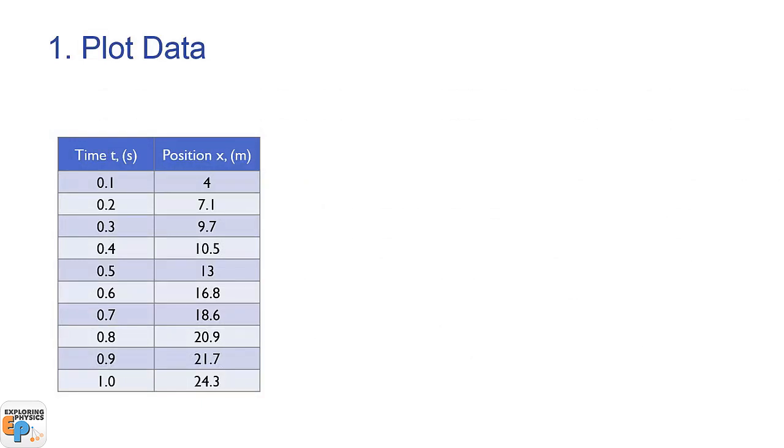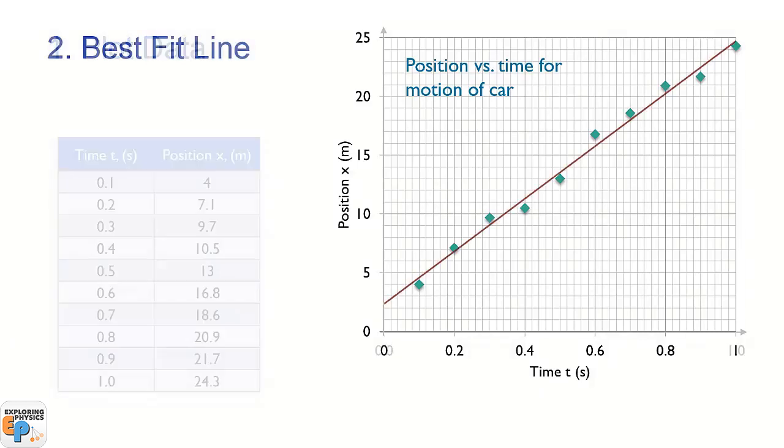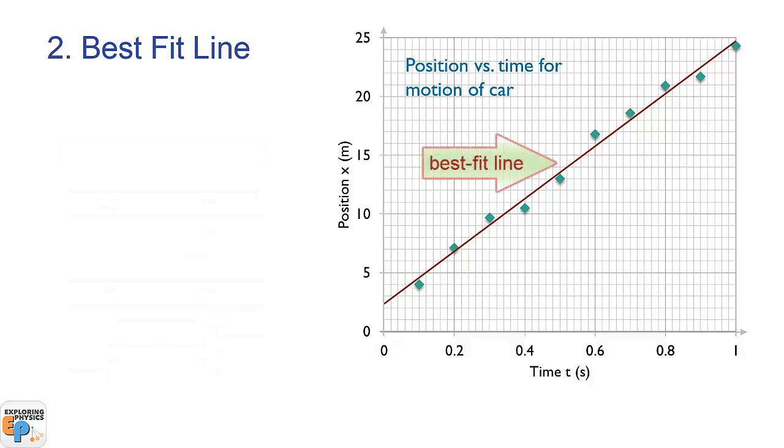Here is the position time data for the car. In order to draw a graph, we first draw the horizontal and vertical axes, and then, as we did previously, we mark the increments on each of the axes and plot the data on a grid. We notice that the data appears to lie on a straight line, even though not all the data points line up exactly. We therefore draw a best fit line to this data.